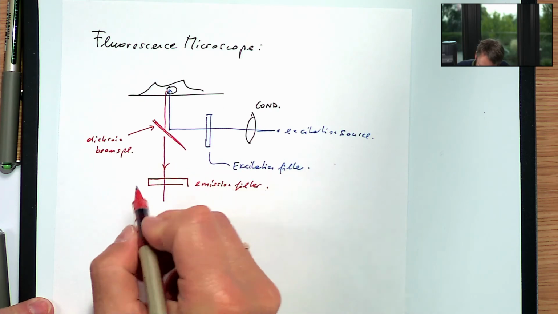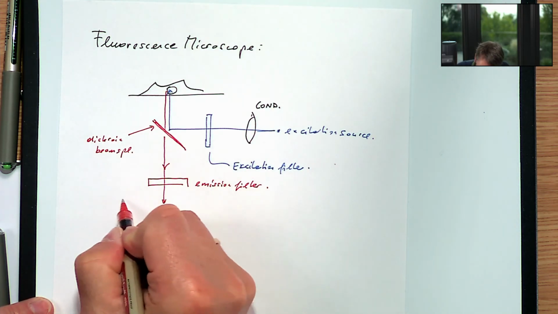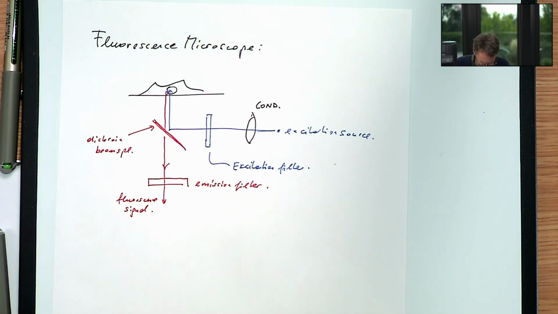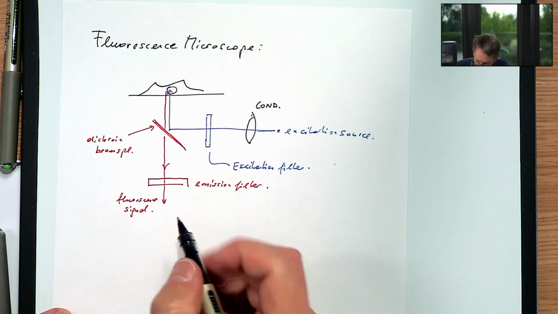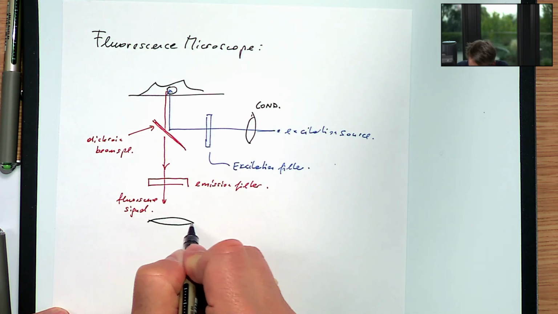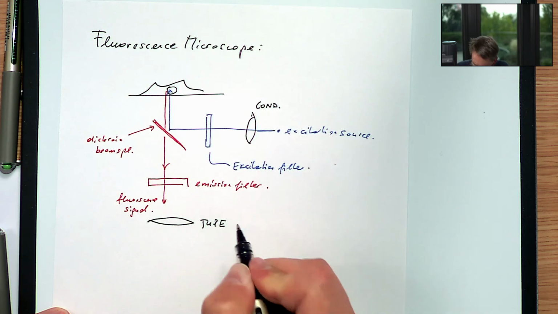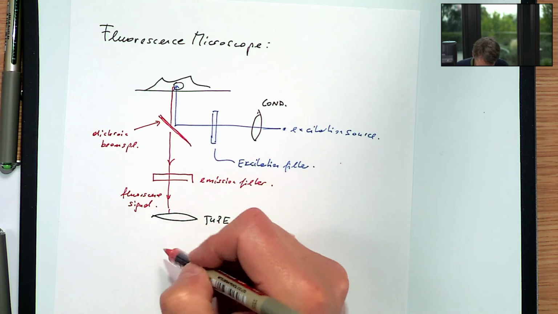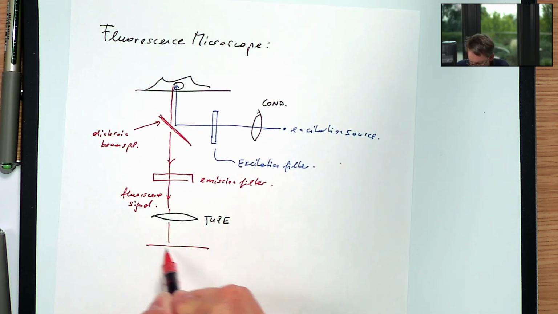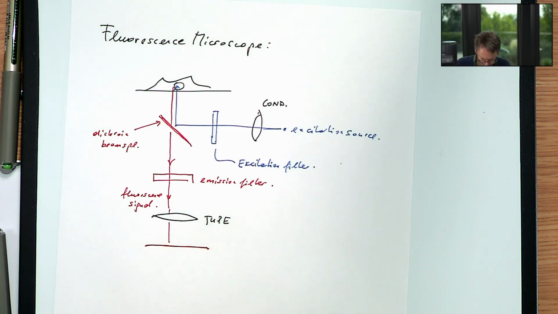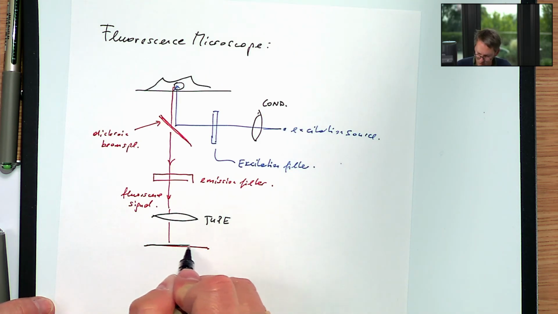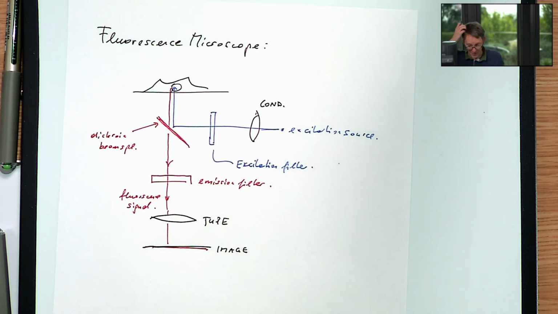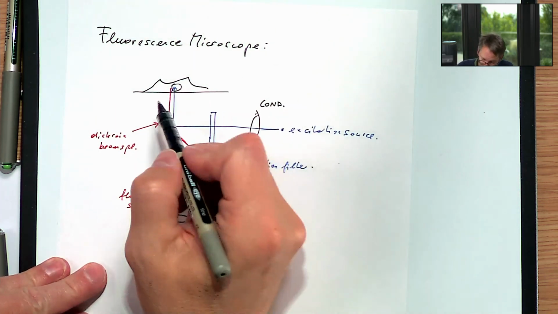So the fluorescence signal, so this is the fluorescence signal from the sample, and it passes through the tube lens. So here will be the tube lens, and then it forms the image one tube focal length distance away from the tube lens here. So that's the image here. So that's where you place the camera chip. There's one very important thing I've forgotten, which is the objective.